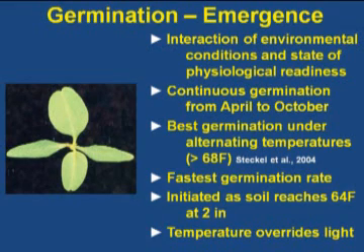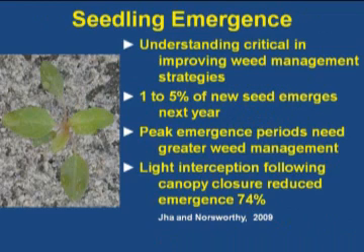If you get soil temperatures around 64 degrees at 2 inches, it basically initiates germination of Palmer. So you can see pretty quickly that temperature is very important in the emergence of Palmer amaranth, and it overrides light. Of course, moisture is also important, but that's there. Now, when you're talking about seedling emergence, well, we got to understand what we're doing here and how critical that is to improving your weed management systems.